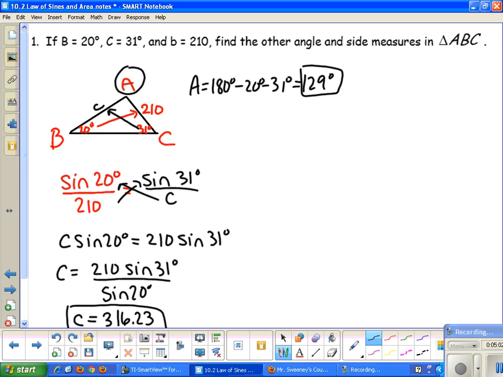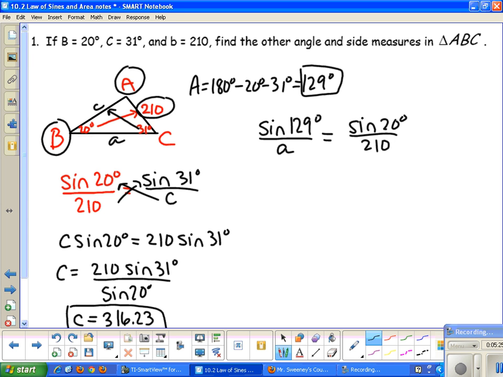So this would be angle A. Now I want to figure out what side A is equal to, and I'm going to use the law of sines. So the sine of 129 degrees over A, because we don't know what this side is equal to, equals the sine of 20 degrees over 210. And notice I used angle B and side B because that was given to me in the original problem.